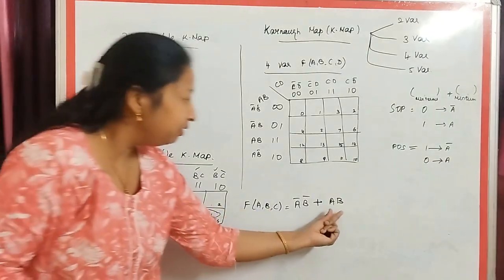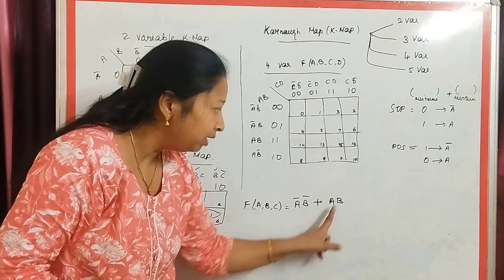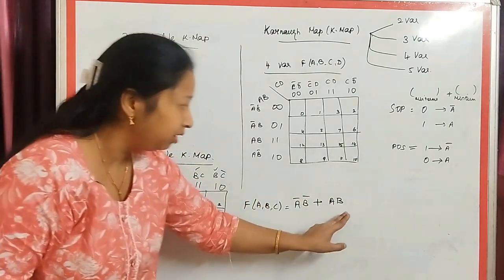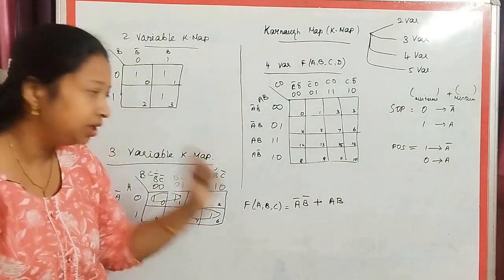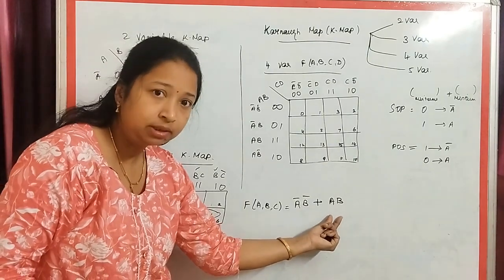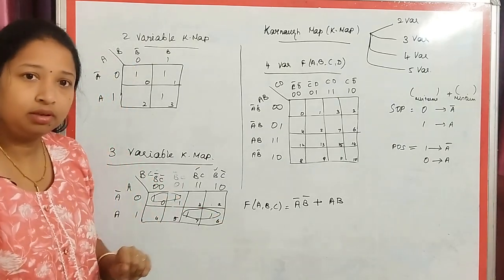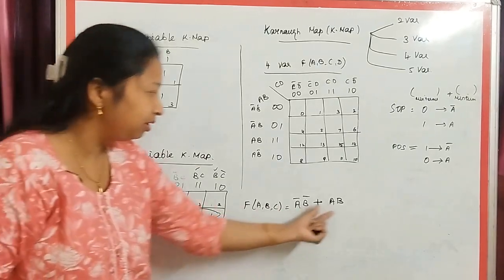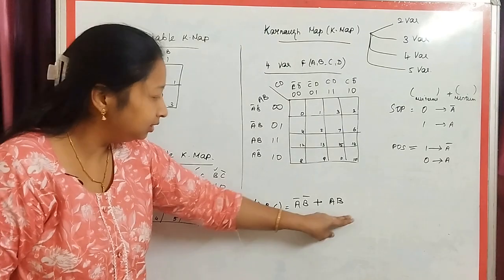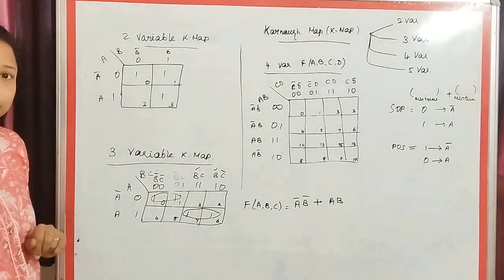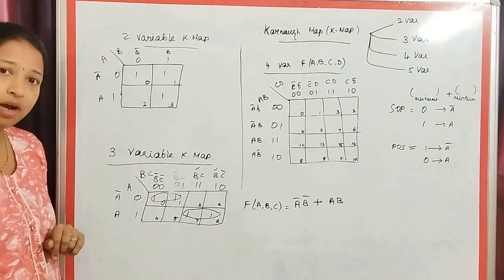Clear? One variable is for the horizontal part and one variable is for the vertical part. We have to include both the variables and put them as a product term, and for every bubble we have to sum it. The expression for every bubble we will be summing up. Understood? And this is the final equation for this particular K-map. Is that clear how to write?